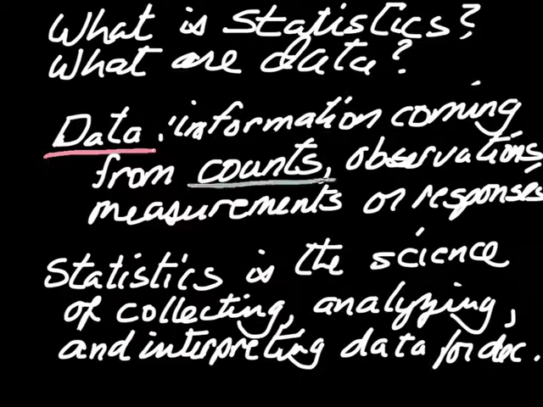A count would be how many people are smokers in class or non-smokers in class. An observation would be, how many, no, that's a count. So for an observation, I would be looking at the effect of a new drug on a patient. That would be an observation. Does this new drug help them lose weight or does it help them gain weight?